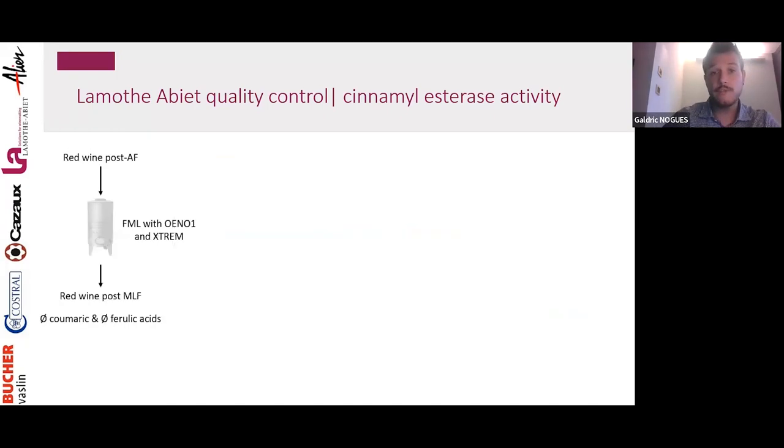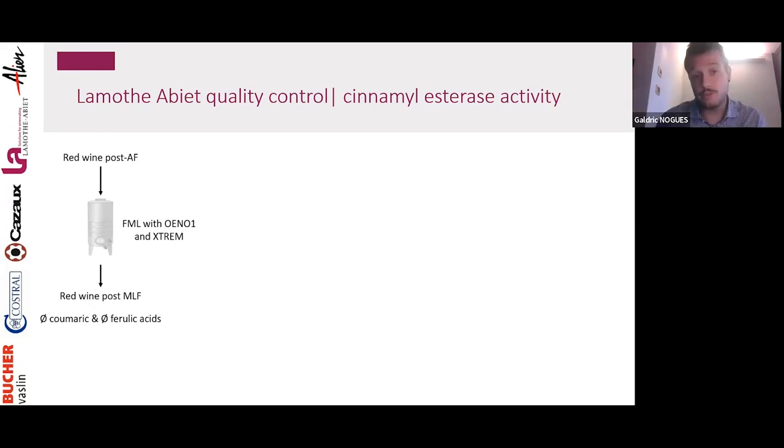So how do we look at it? It's very easy. We take a red wine after alcoholic fermentation. We do the malolactic fermentation, here with NO1 and Xtreme. And then after malolactic fermentation, we analyze coumaric and ferulic acids. In this case, no coumaric and no ferulic acids were found in the wine. It can be either because the bacteria is cinnamoyl esterase negative, or because there are no precursors.